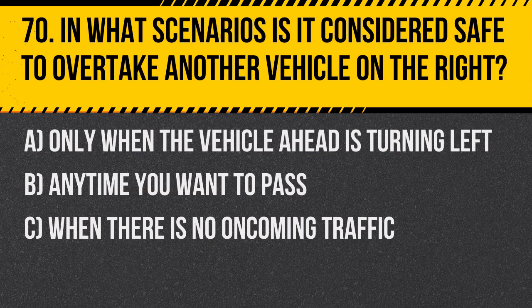Question 70. In what scenarios is it considered safe to overtake another vehicle on the right? A. Only when the vehicle ahead is turning left. B. Anytime you want to pass. C. When there is no oncoming traffic. Answer: A. Only when the vehicle ahead is turning left. This is one of the few legal scenarios for passing on the right.